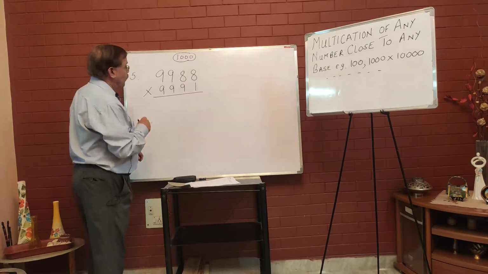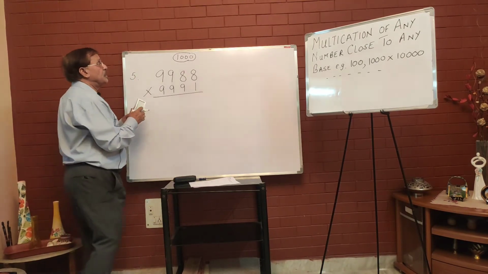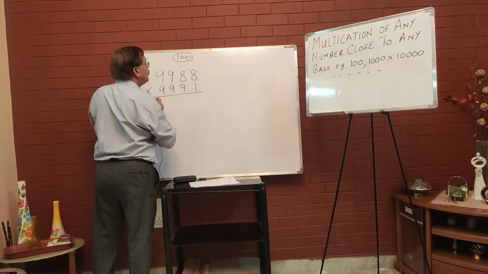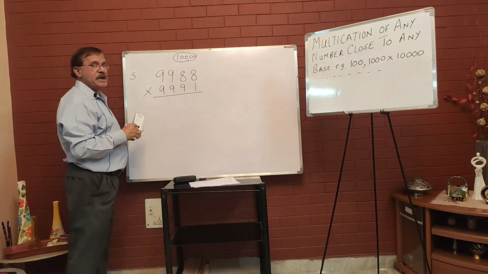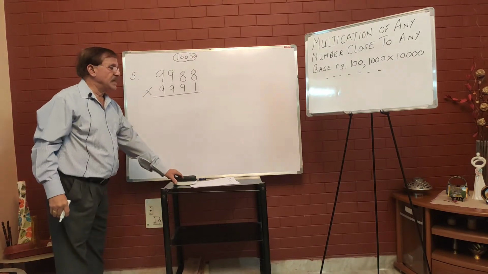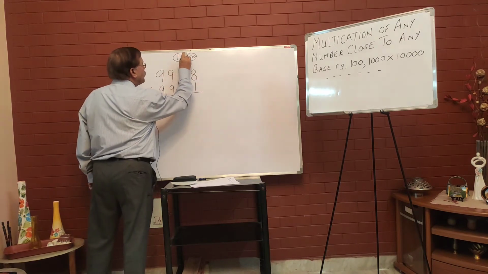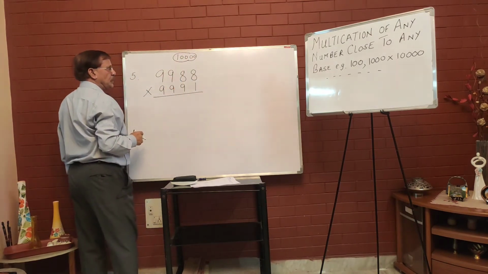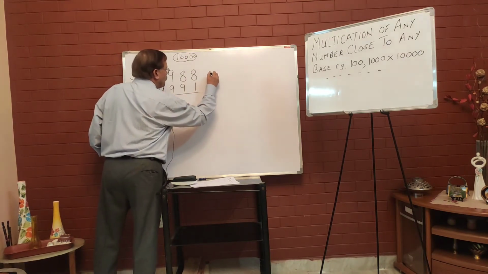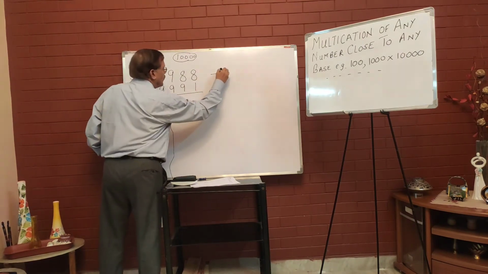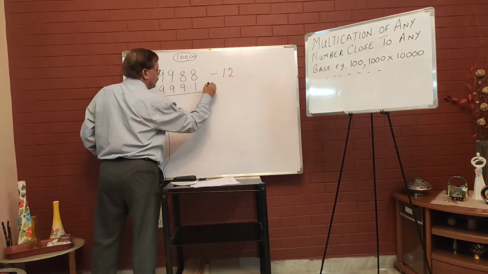Alright. Now, what should be the base over here? There are 4 digits. So, the base should be in 4 zeros or 10,000. Okay? Right? The base is 10,000 because there are 4 zeros. 1, 2, 3, 4. 4 zeros. So, these numbers are close to 10,000. Now, what is the deviation for the first one? Minus 12. And this one, minus 9.